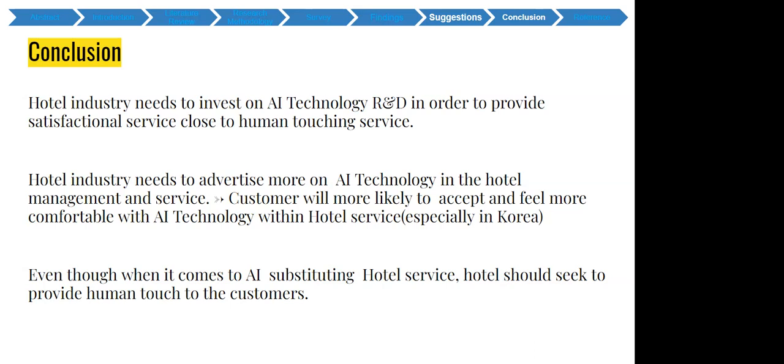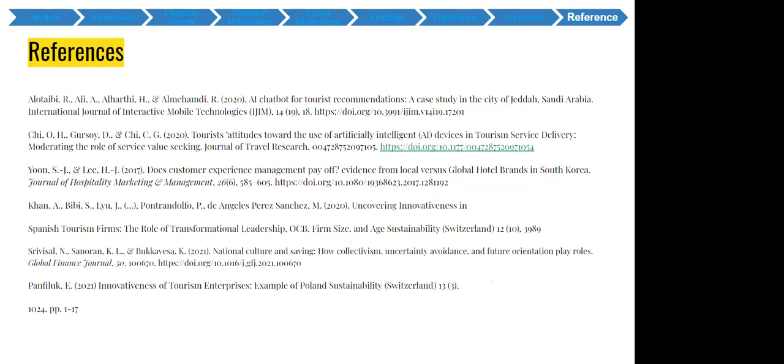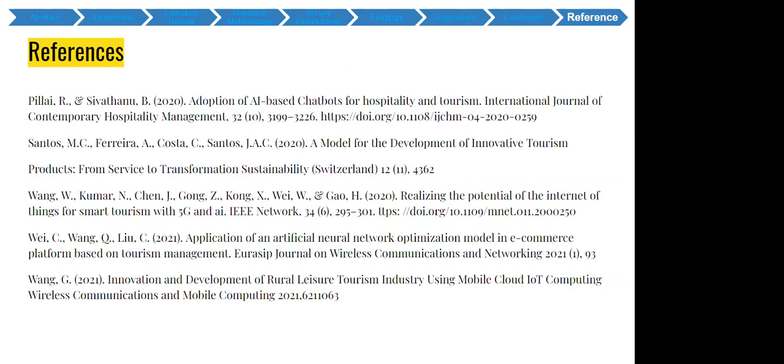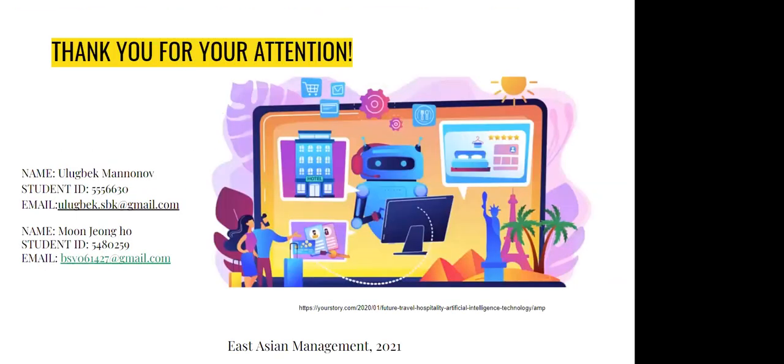And even when AI substitutes for hotel service, hotels should seek to provide human touch to the customers. I believe that was the most important thing in hotel services, keeping human touch in their services. We go to the next slide. Yeah, these are the references we have used, which are the Scopus articles. And if you have any further questions, comments, feedback, or evaluations, we can start from Jasur.